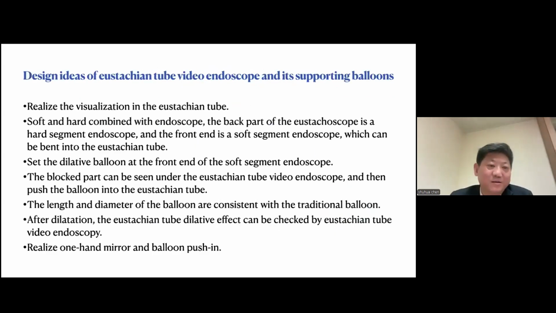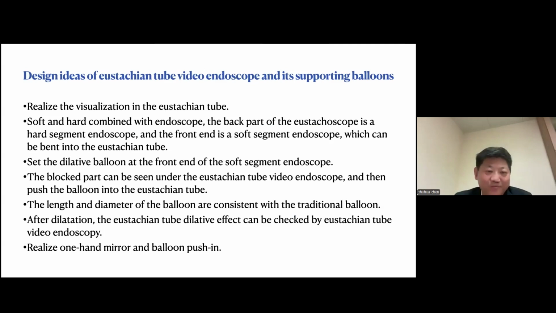The design idea is to realize the visualizations in the endoscope, the extension tube. Soft and hard compared with the endoscope, the black part, the back part of the stethoscope is a hard segment endoscope. And the front end is a soft segment endoscope, which can be bent into the extension tube.